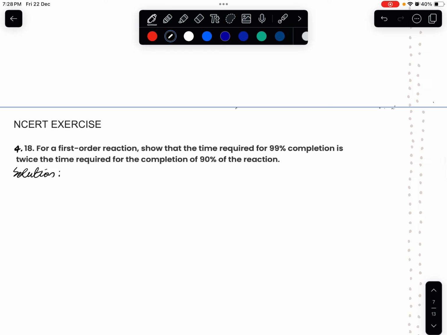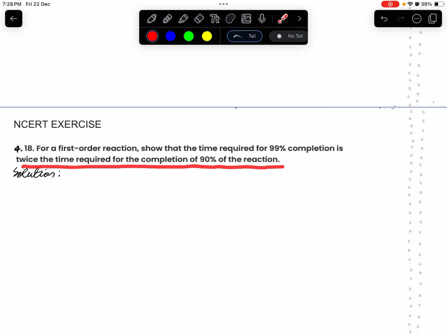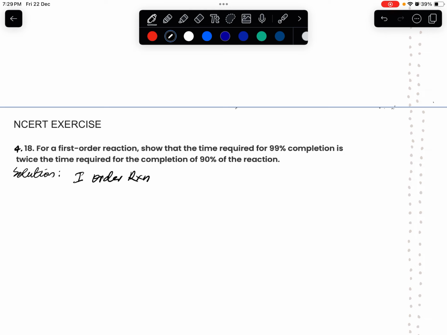Now come to the next question, 4.18. In this question, they are saying for a first order reaction, show that the time required for 99% completion is twice the time required for 90% completion. So the information given in this question is, first, it is a first order reaction, that is, it follows first order kinetics.